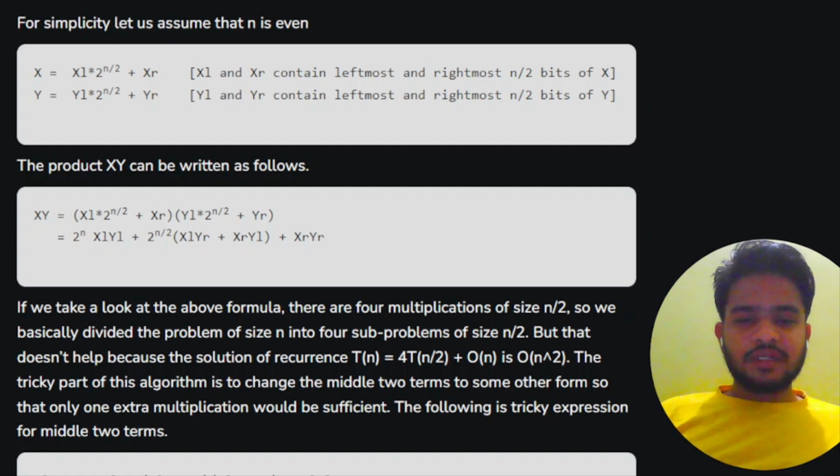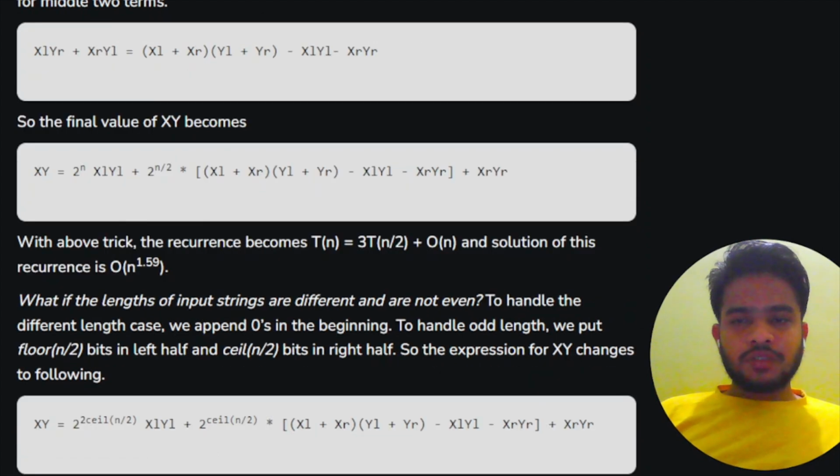The following is the tricky expression for the middle two terms. So the final value of xy becomes as shown below. With this, the recurrence becomes T of n is equal to 3T of n by 2 plus O of n, and the solution of this recurrence is O of n power 1.59.